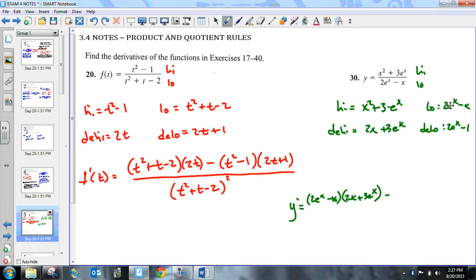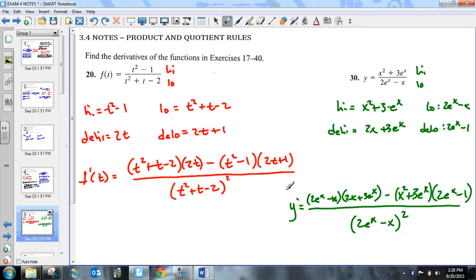Okay, so I've got low d high minus high d low, so x squared plus 3 times e to the x times the derivative of the low, so that's 2e to the x minus 1, all over low squared. So I'm going to take my low function, which was 2e to the x minus x, and square it. You would want to simplify this. This is a painstaking process. I don't have the time for it on the video. But the rule of thumb is whatever the answer is in the back of the book, you want to turn this into that answer.